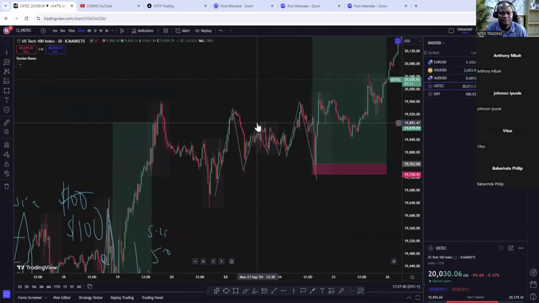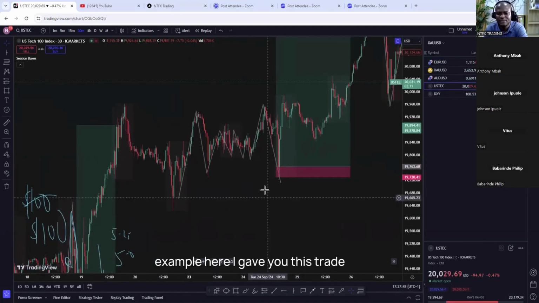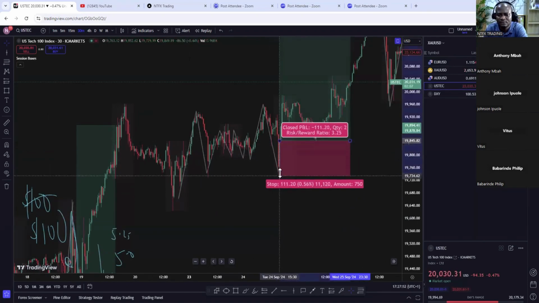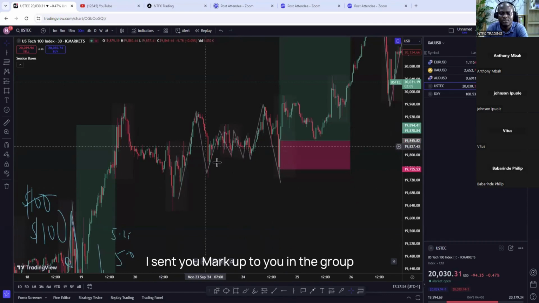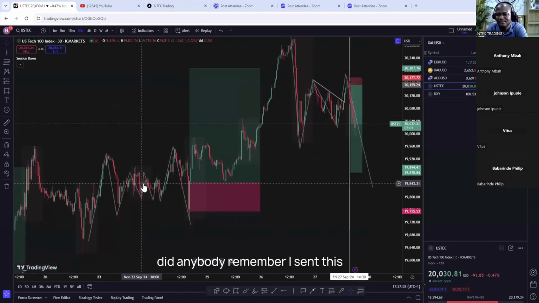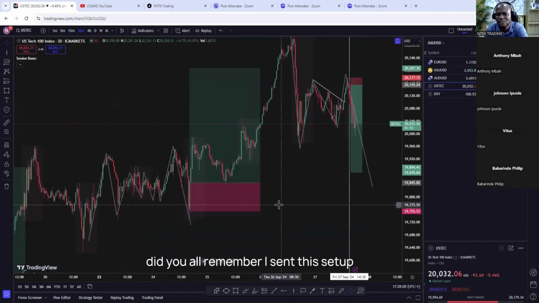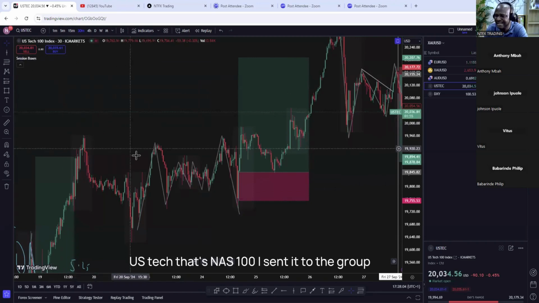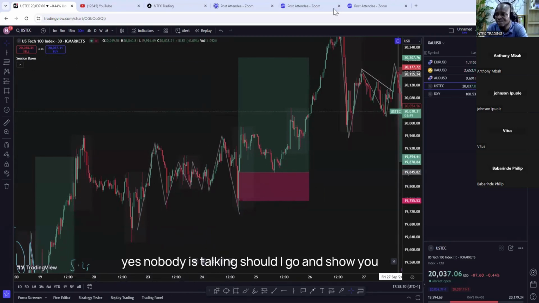Example here. I gave you this trade. I sent this markup to you in the group. Did you all remember? I sent this setup, US Tech, that's NAS 100. I sent it to the group. Nobody is talking. Should I go and show you? Yes, I remember.